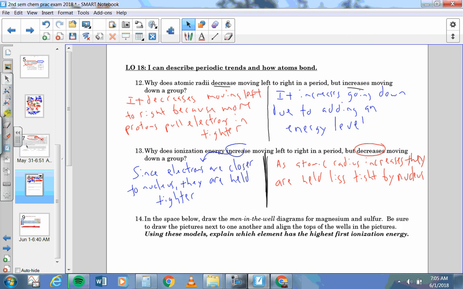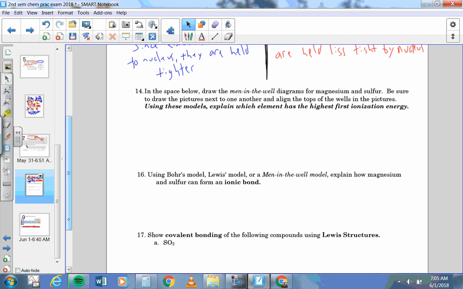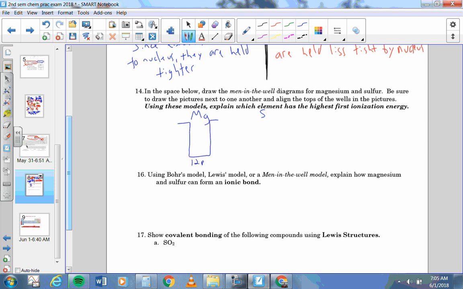Now the well diagrams. Magnesium and sulfur, draw the pictures next to one another. I'm going to need magnesium, and I'm going to need sulfur. I need the top to be here. Magnesium, I need to make it 12 protons deep, because magnesium is number 12. I need to put 12 men in there. 2 go on the bottom, or the first energy level. Then 8 on the next. And I'm going to put these right up near the top. I know magnesium's really, really reactive. And it's pretty darn easy for those 2 guys that are out there to get out and go somewhere else.